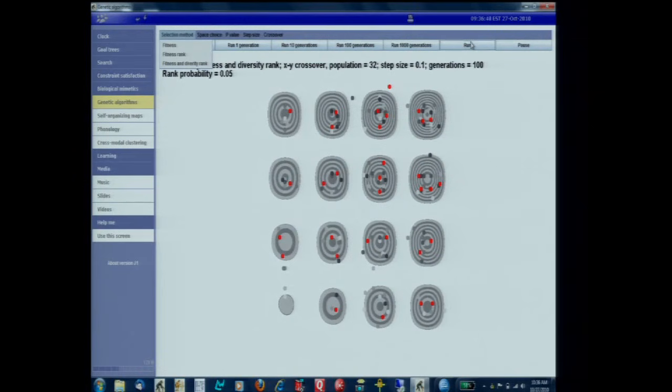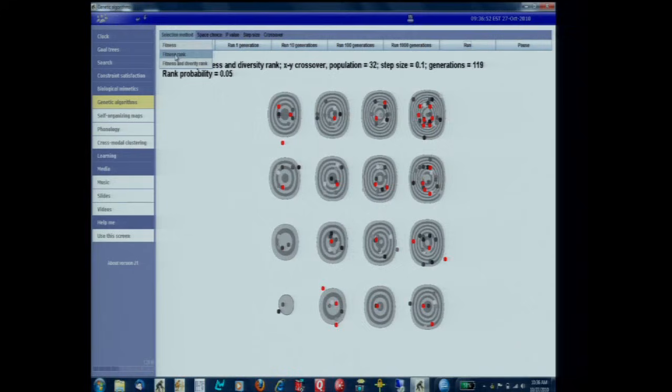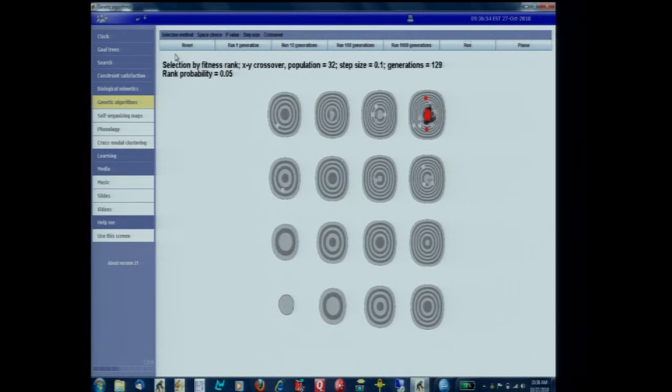So suppose you're a shark or something, you don't care about diversity anymore, and we can just turn that off. Is that thing still running? And go back to fitness rank. Bingo. So there you are, you're stuck for 600 million years.